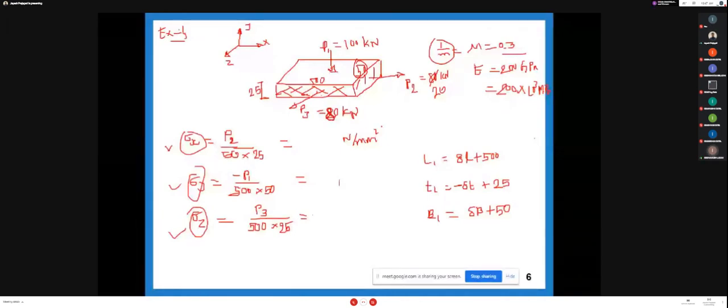So sigma x, sigma y, sigma z are obtained. Tell me, how much do you get? Sigma x equal to 0.016. 0.016. Hello, I'm not audible. 0.016.